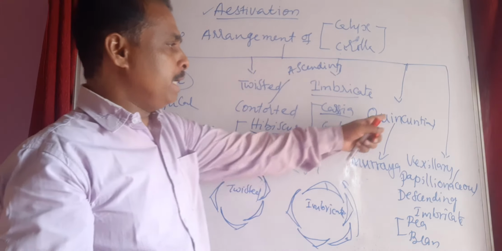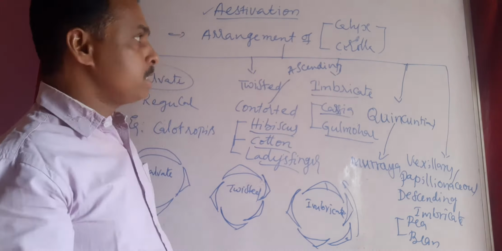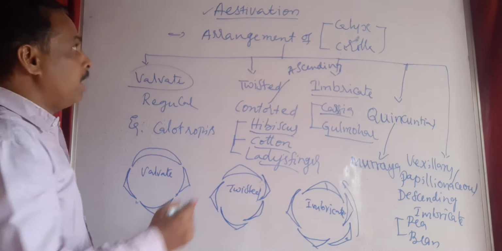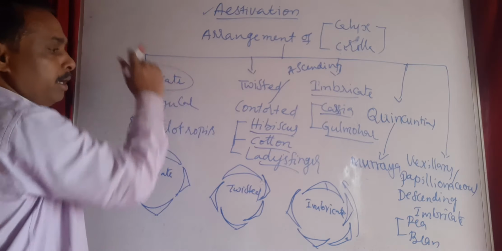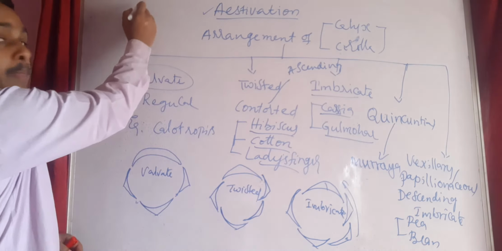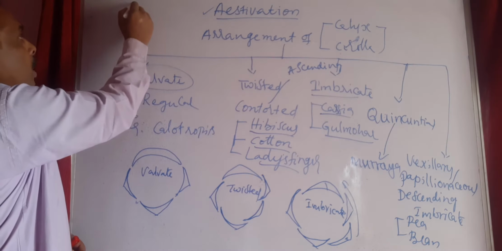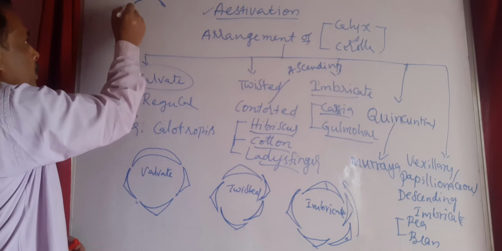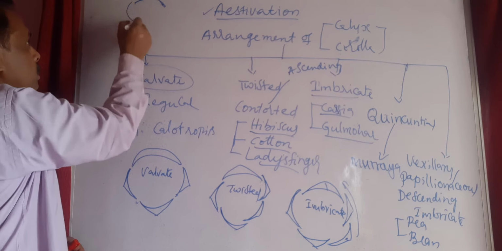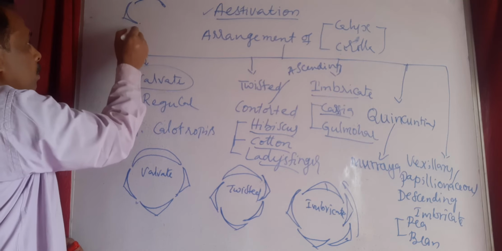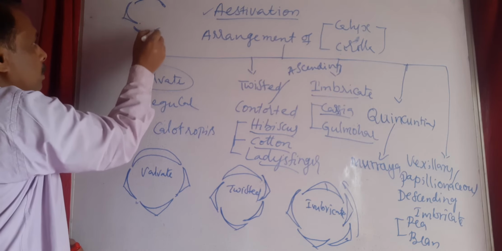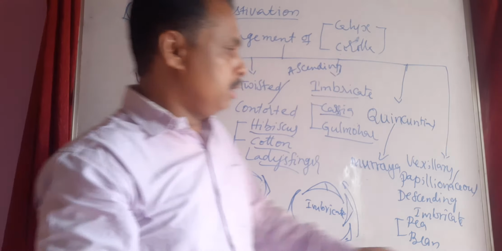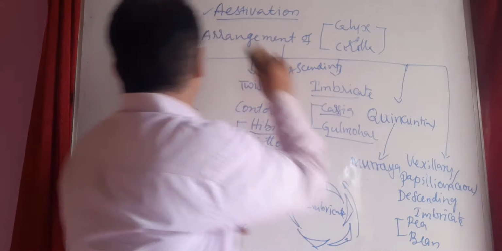Next, quincuncial aestivation. When I observe quincuncial aestivation, there are 5 members. Two members are completely inside, one is twisted, and two are completely outside. Sorry, it is not visible, so I'll draw a picture over here.